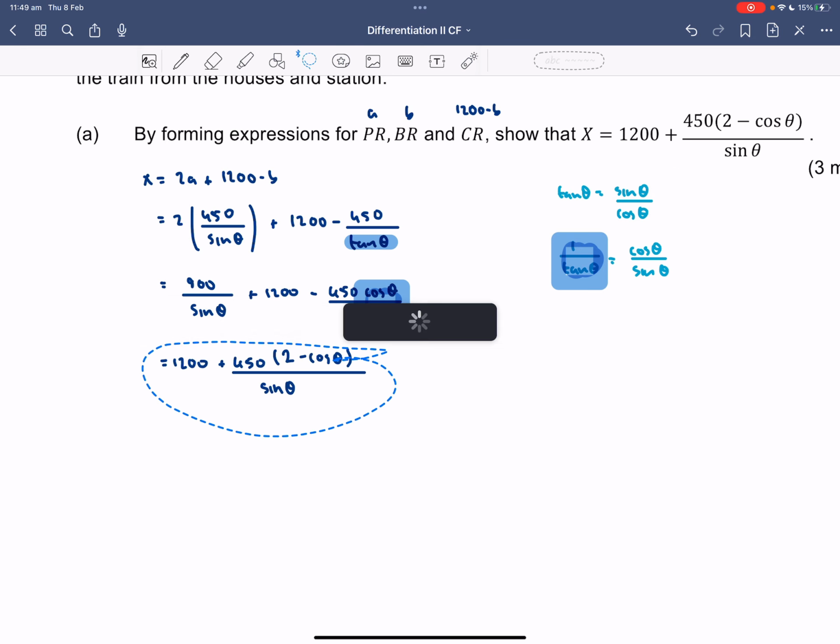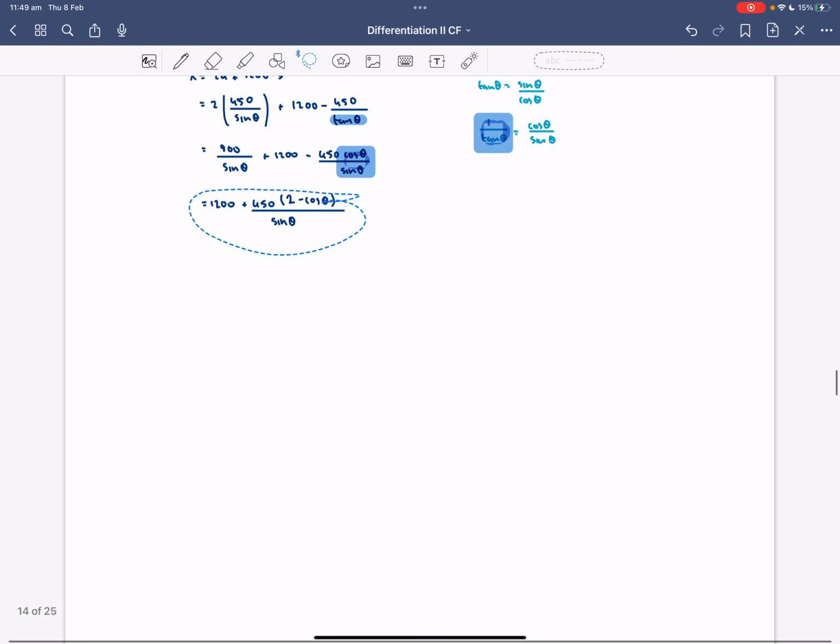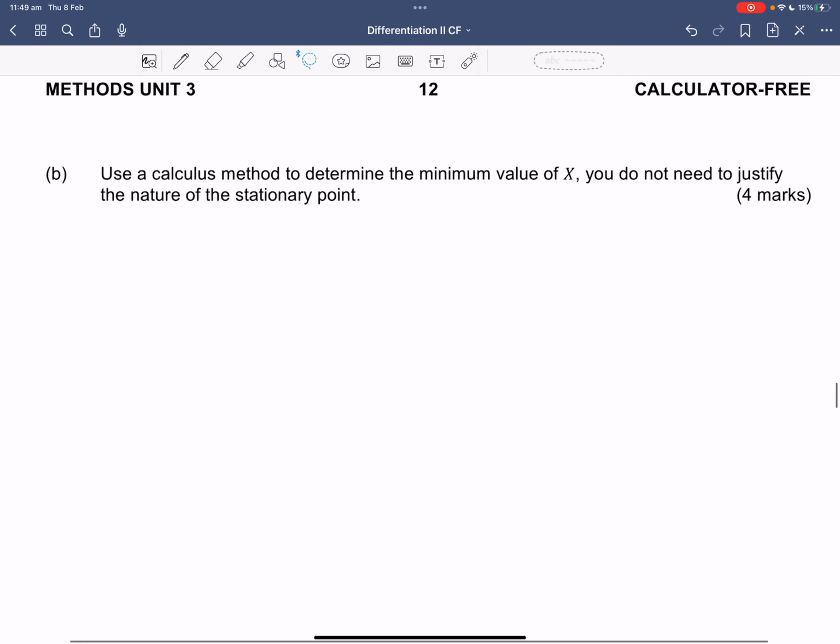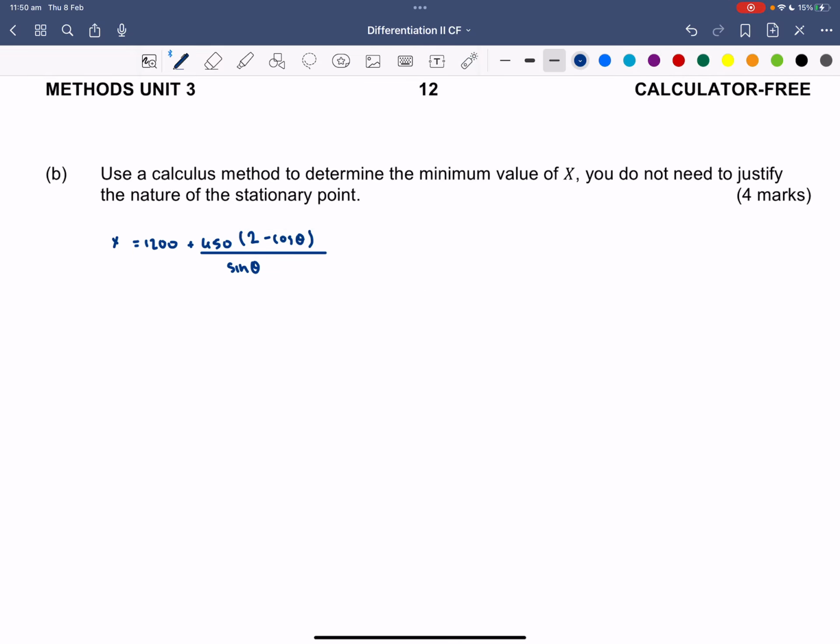Alright, so that part was easy. We've formed an expression for x. So it's saying use calculus to find the minimum value of x. And luckily we don't have to justify the nature of the stationary point, which is pretty good because it's calc-free, so it would be a bit hard to do the double derivative or the sign test. So we are trying to minimize x, which is what I said before, right?